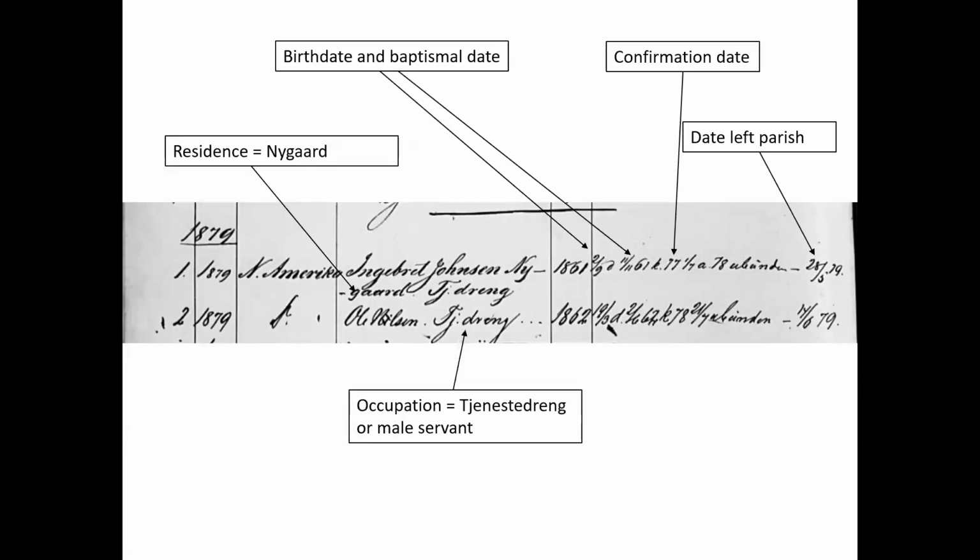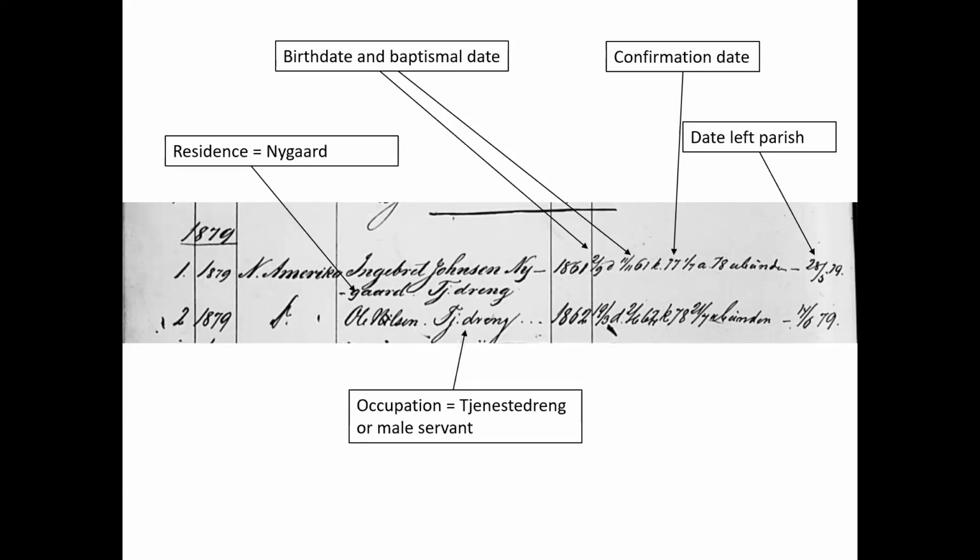So let's take a closer look at that second entry. The second entry really has much more rich information. So this is for Ingebret Jonsson Nygaard. If we see here, he's headed to North America in 1879. That Nygaard is his residence or his farm name. If we move a little bit over, we see we have pretty much every date that we need to know about Ingebret. So his birth date is 21 September 1861.